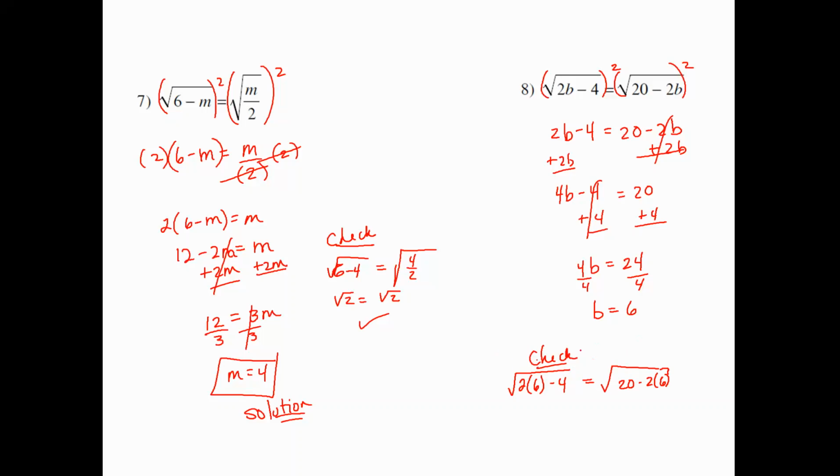You know, at this point, you should hit pause and do the check by yourself, so make sure that you really are understanding the material and you're able to do it on your own. Right? And 2 times 6 is 12. 12 minus 4 is 8. And 20 minus 12 is 8. Yeah, I could simplify this more, but are these two sides equal? Yeah, they're equal. So this is a solution.